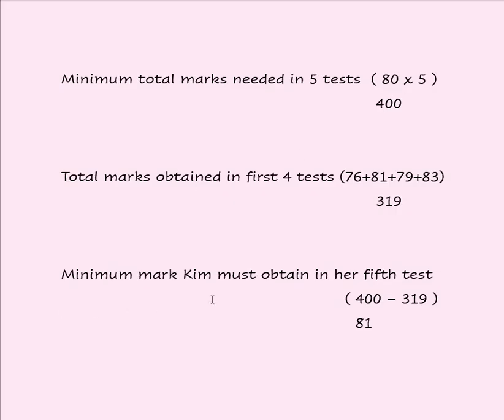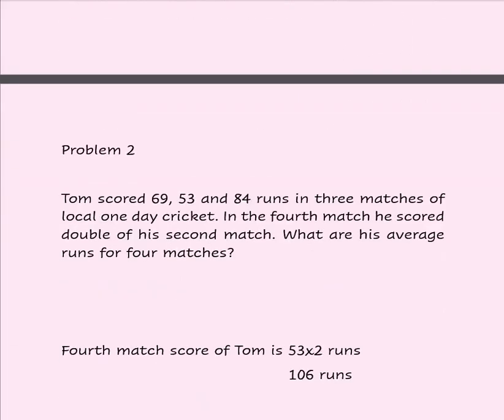So the minimum mark Kim must obtain in her 5th test is 400 minus 319, which gives us 81. So this is the answer for the first problem. Now we'll go to the next problem, problem number 2.